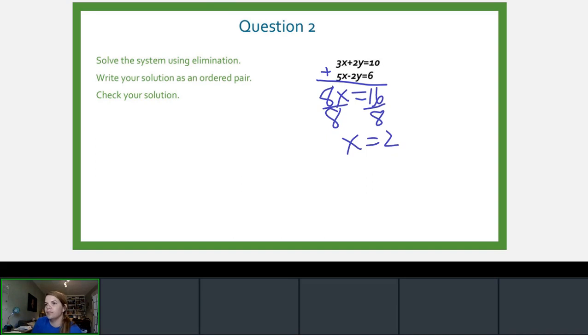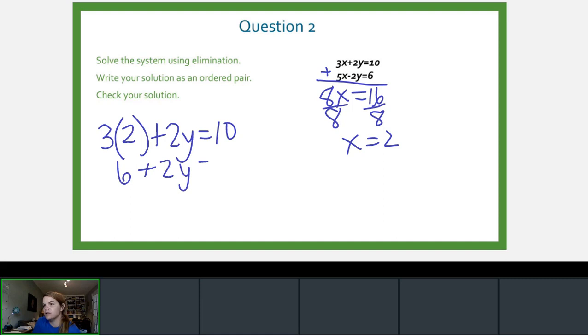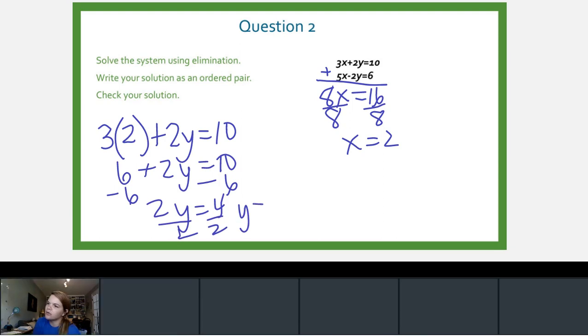Now I'm going to go back to my original problem and plug in 2 for x. So 3 times 2 plus 2y equals 10. 6 plus 2y equals 10. I will subtract 6 from both sides. 2y equals 4. Divide by 2. y equals 2. So therefore, my solution is 2, 2.